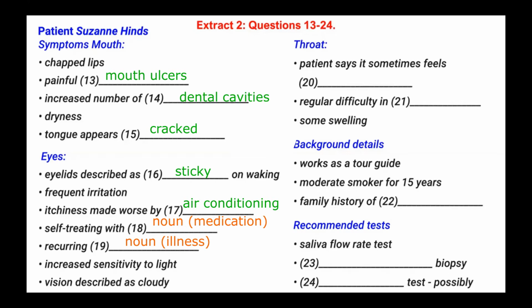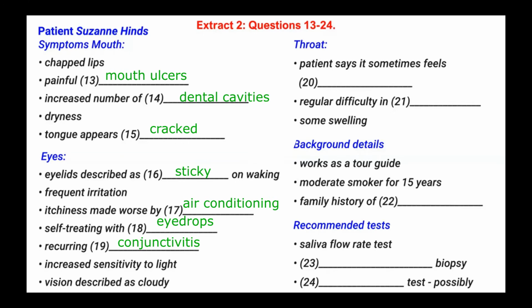Number 18, she says that she does not want to use any ointments around the eyes, but she says that she does use eye drops. So she's self-treating with eye drops, over-the-counter medications. The answer to number 18 is eye drops. For number 19, she says that she keeps on getting conjunctivitis. Recurring, the meaning of the word recurring is keeps on getting. So the answer to number 19 is conjunctivitis.